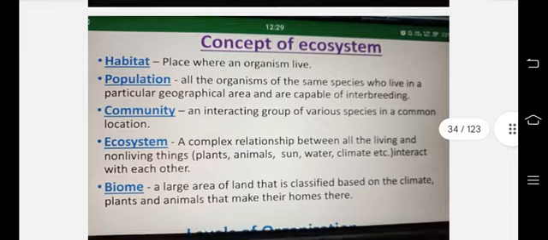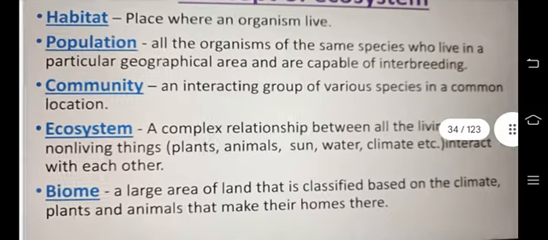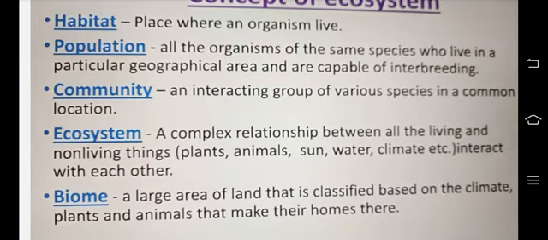Concept of ecosystem. Habitat: the place where an organism lives. Population: all the organisms of the same species who live in a particular geographical area and are capable of interbreeding. Community: an interacting group of various species in a common location. Ecosystem: a complex relationship between all the living and non-living things. Plants, animals, sun, water, climate, etc.